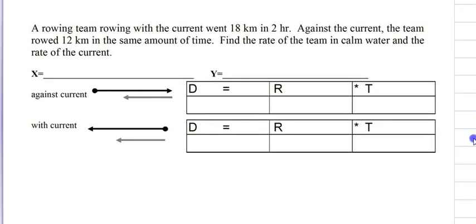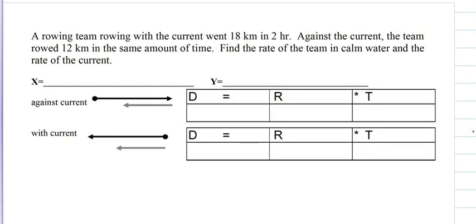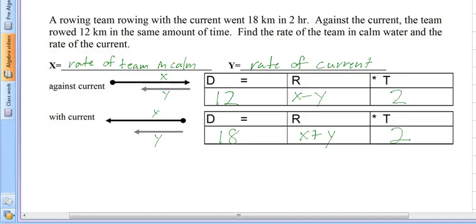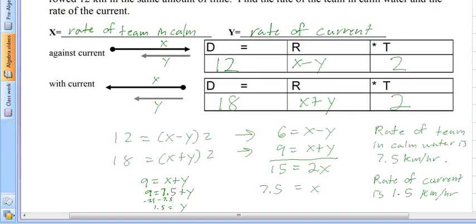Let's have you try one right here. This is for a rowing team. Hit pause and give it a shot. All right, and so this is what you should have so far. All right, let's figure it. And so here's what you should have for your answer.